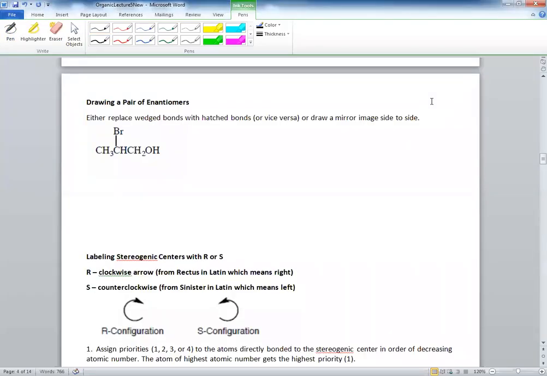If you have a chiral compound, then it has a pair of enantiomers. Your task is to draw this pair of enantiomers, or if you have multiple molecules, the easy way of doing it is you either replace wedged bonds and hashed bonds or vice versa, or draw the mirror images side to side.